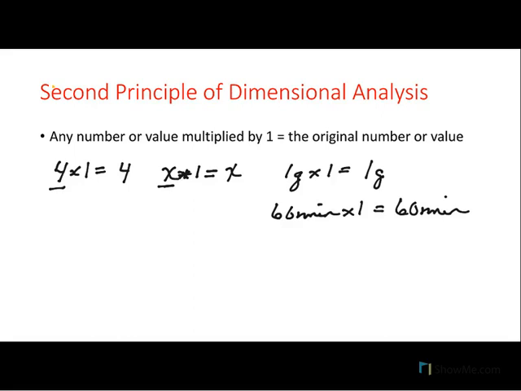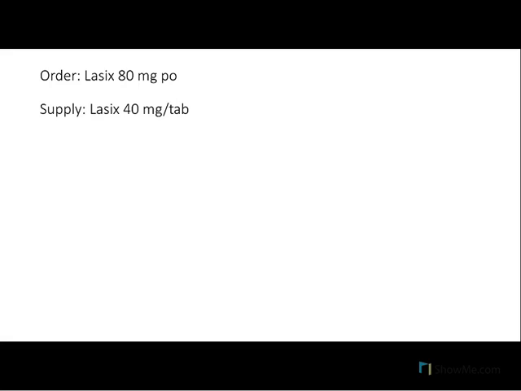Now in the next couple of slides, I'll provide two examples of how these concepts are used in the calculation of medication dosages. Suppose, for example, you have an order that requires that a patient be given Lasix 80 milligrams PO, and we go to the Pyxis or the medication supply, and we find that Lasix is supplied in 40 milligram tablets. So what you need to know is how many tablets do you need to administer.